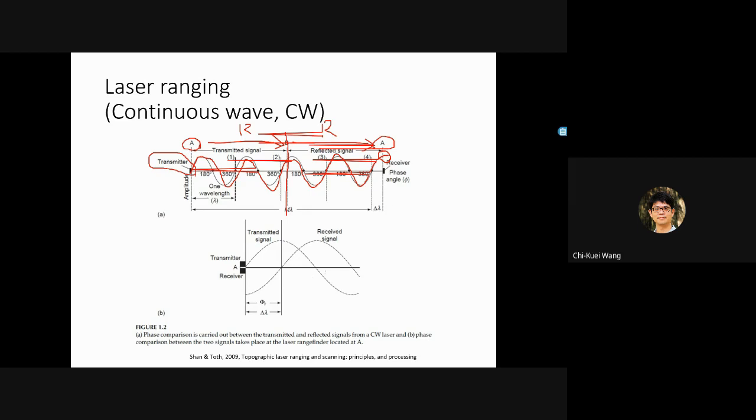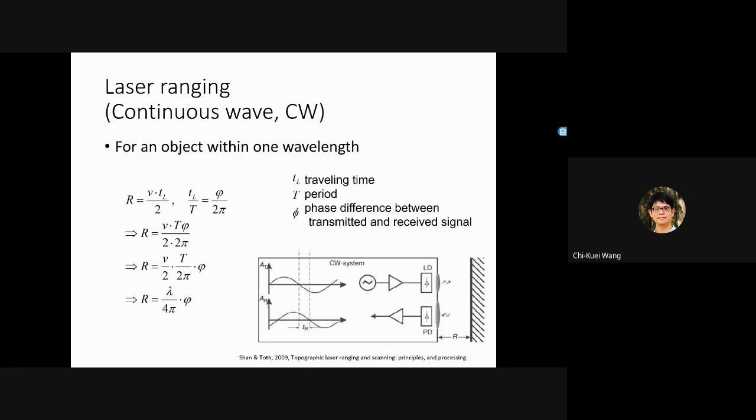So for this example here, now we can understand the phase difference for the received signal compared to the transmitted signal. Now let's show more of the math.